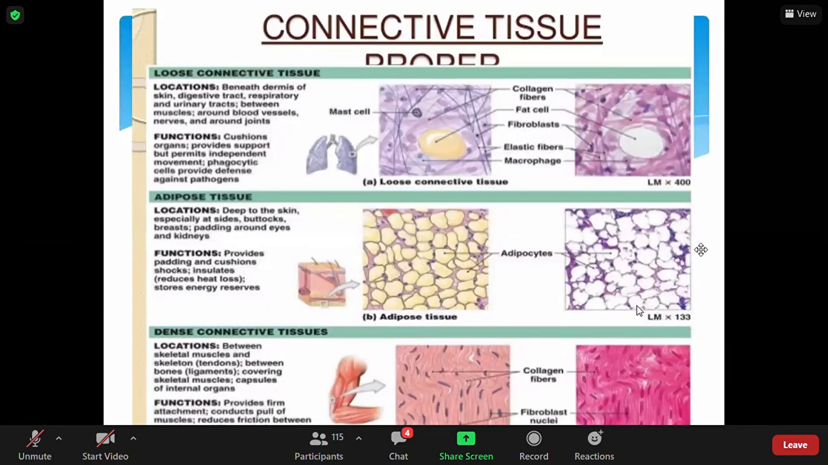Okay, so the connective tissue proper. You have loose connective tissue. As the word suggests, loose connective tissue, di ba? In Tagalog, ano ba yung loose? Maluwag. Okay, so you have it here, no? Spaces. Okay, there you are.